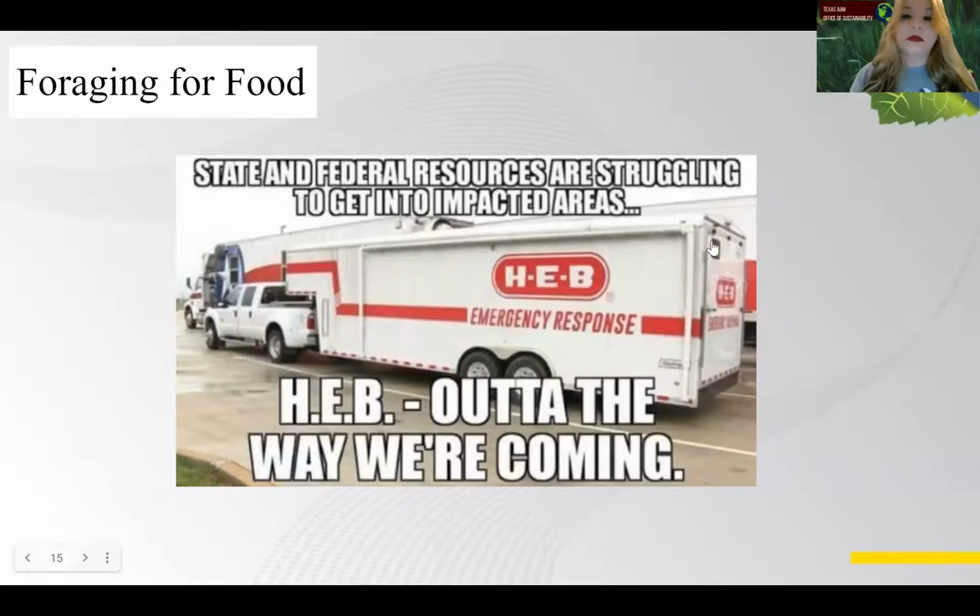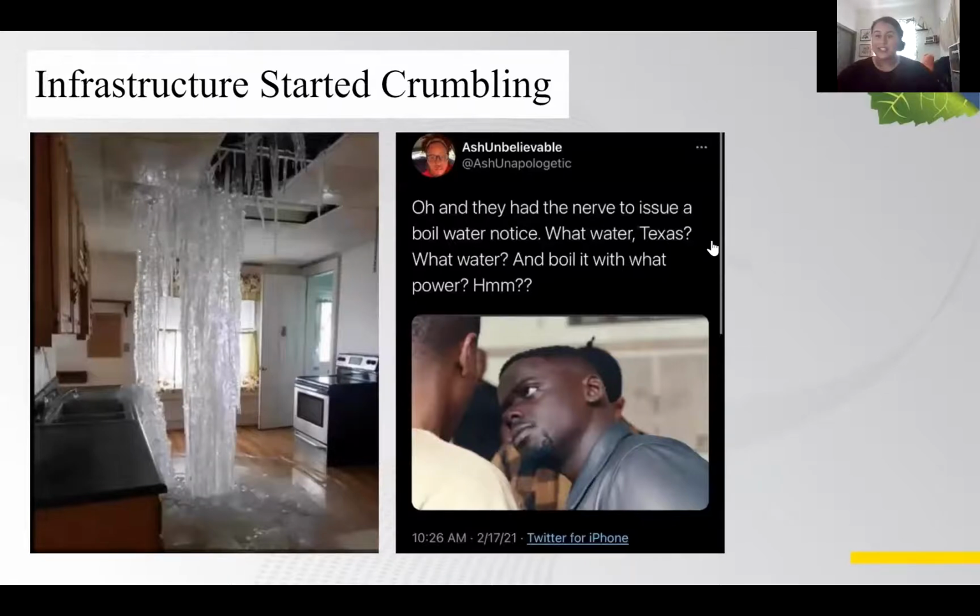So not only is energy infrastructure in Texas not meant for extreme cold, but infrastructure in general in Texas is not meant for the cold. Texas homes are designed to keep heat out. So the lack of heat trapping in the design meant that people had to really bundle up and stay warm because there was no electricity and no heaters.